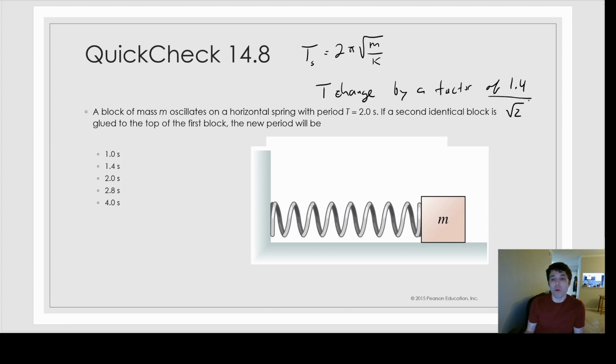What do we do with that? Well, remember, take the factor change, multiply that by what the original amount was. Well, the original amount was 2. So what is 2 times that? And we get 2.8. The answer is, if we double the mass, our oscillation is going to be 2.8 seconds. And I got that from the square root of 2 times 2.